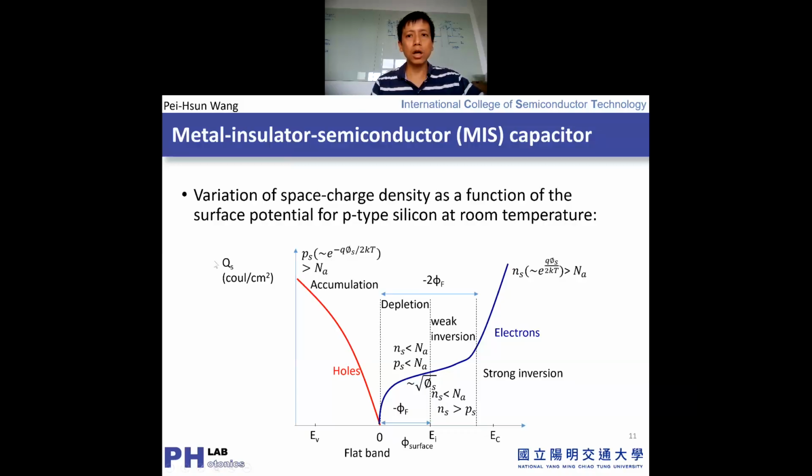So let us talk about how much space charge we can have. And wait for a second.